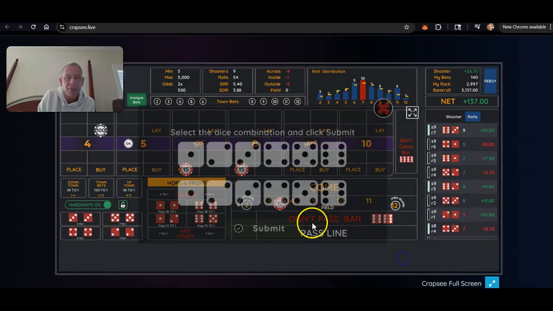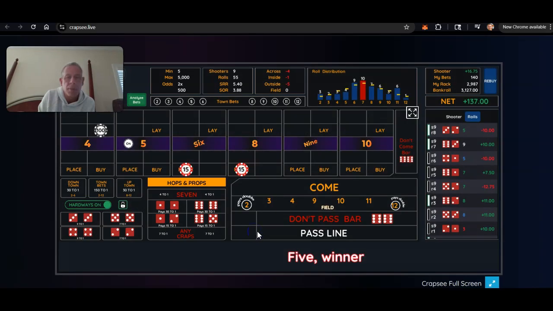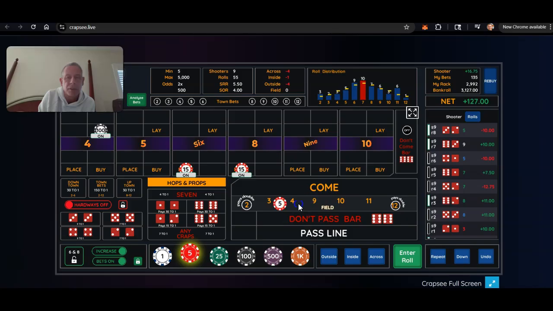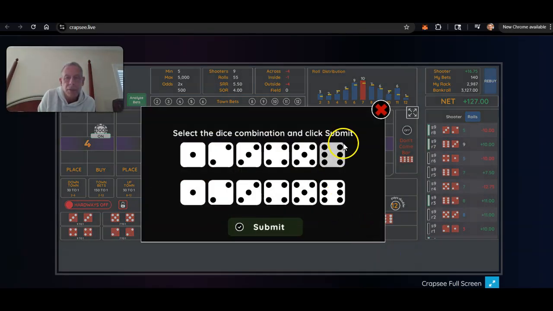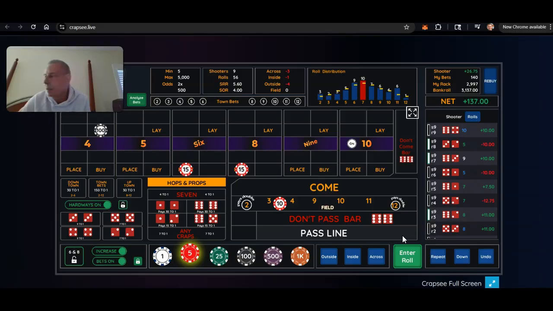3-2-5. That's going to be a field loss. So you're up 5 and down. Winner. You made money, you lost money on the field. No big deal. 6-4-10. So we're going to make money on the field. 10 easy. All right, we're going to bank it.